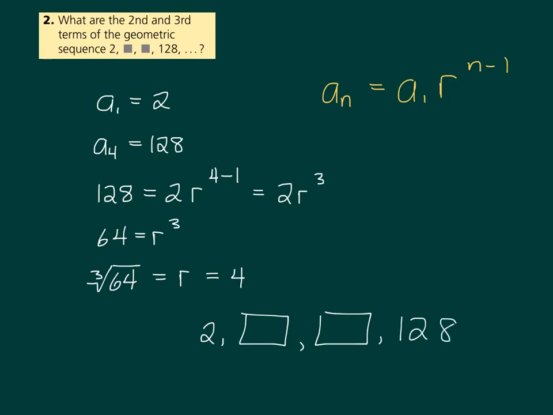2 times 4 is 8, times 4 is 32, which I believe was actually part of the homework in section 9.1 that we just turned in. There was a sequence that was that exact sequence, actually.